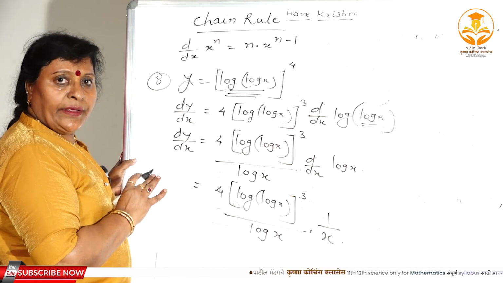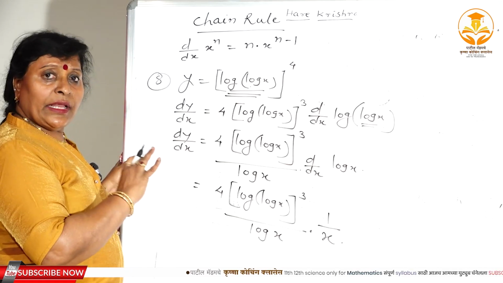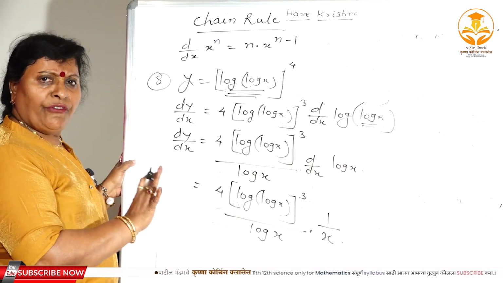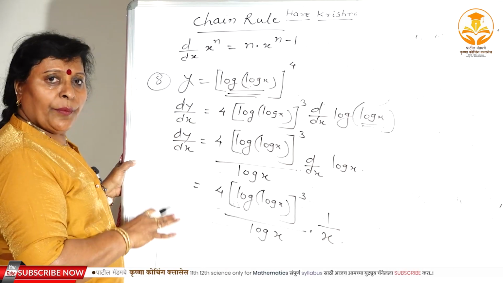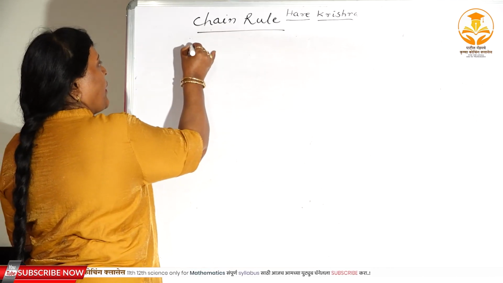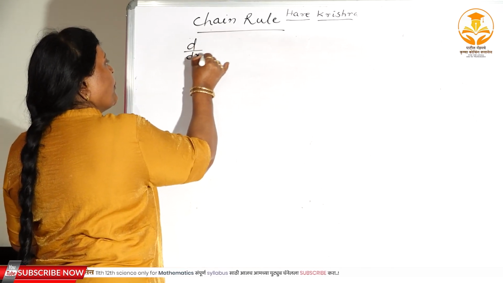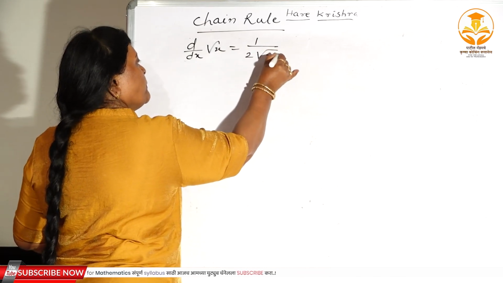Have you got the clear idea? See here, on every formula there are the problems, isn't it? Every formula, right? So the 15 formulas, there are the problem on what here? Chain rule. So, now take another formula, d dx of root x. You know 1 upon 2 root x, right?